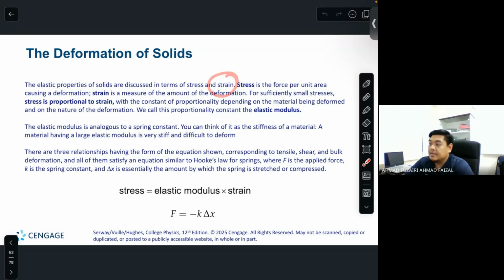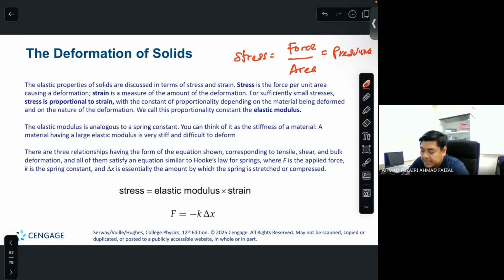So stress is the force per unit area. When you take force per unit area, that is equivalent to stress. It is similar to pressure, because pressure is also force per unit area. So if I say stress, it also equals pressure, right?